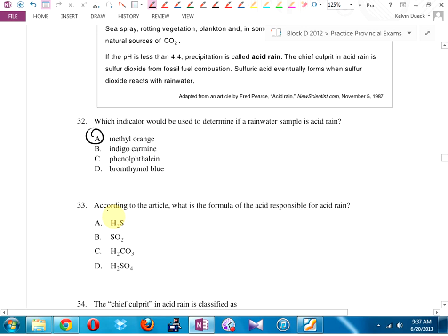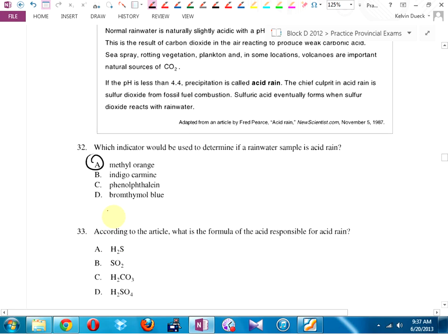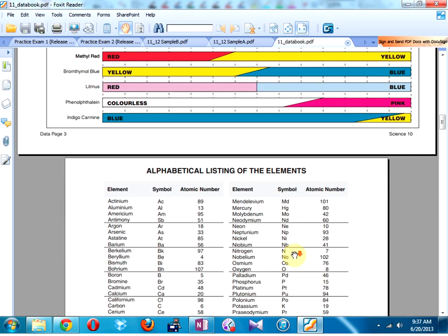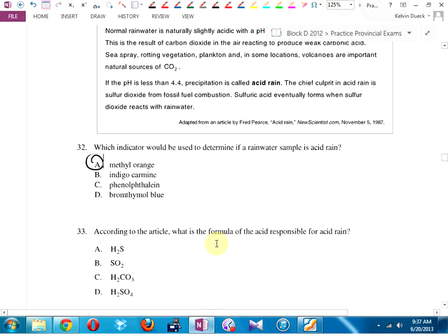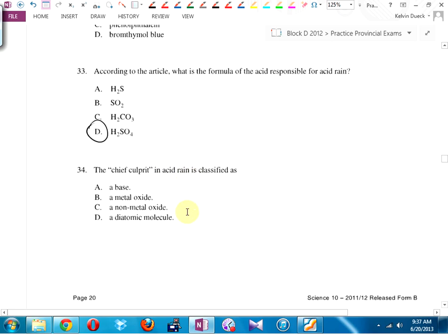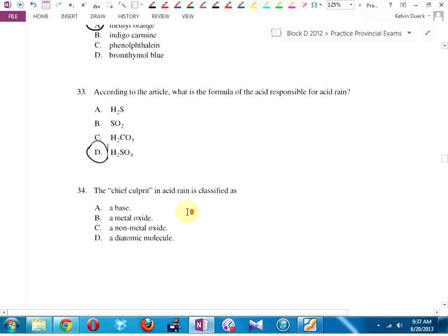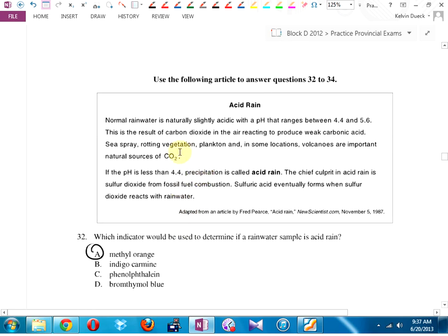According to the article, what formula of the acid is responsible for acid rain? Sulfuric acid. Is sulfuric acid on your list of common acids? It is? Really? They gave that to you? Sulfuric acid. What formula? Gotta be. The chief culprit in acid rain is classified as, let's go see. Do they use the phrase chief culprit? There it is right there. The chief culprit in acid rain is sulfur dioxide.